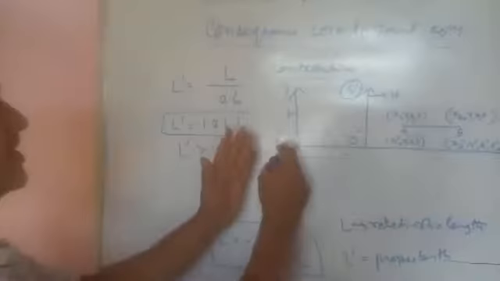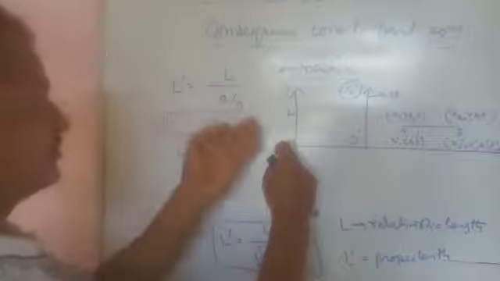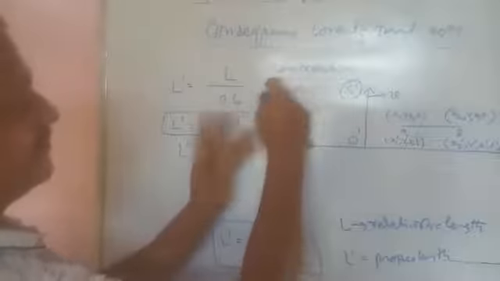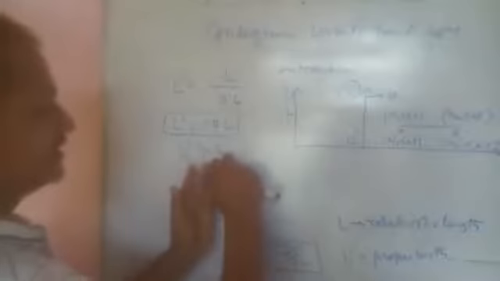That means L, the length as measured by O, which is in frame S, has decreased. L is less. This implies that whenever a rod or length moves with relativistic speed, its length decreases. That is called length contraction. This is our length contraction.